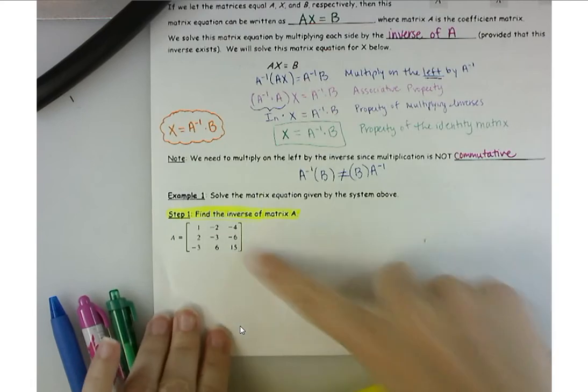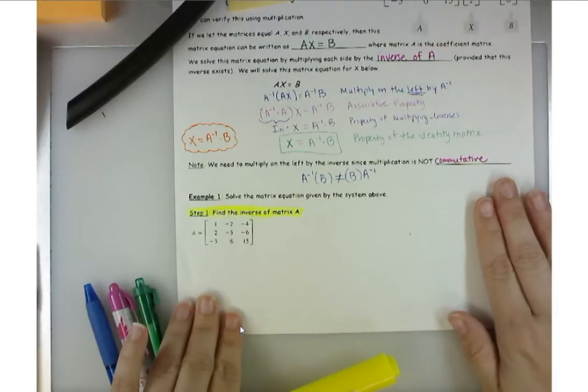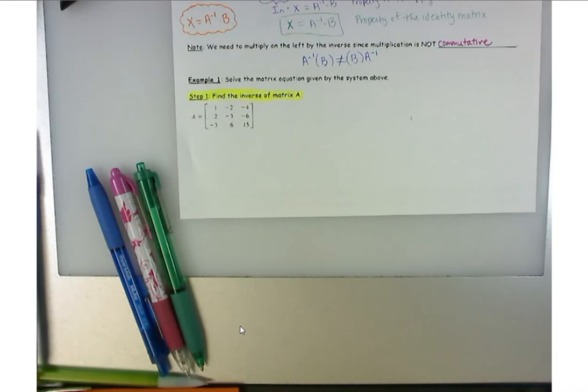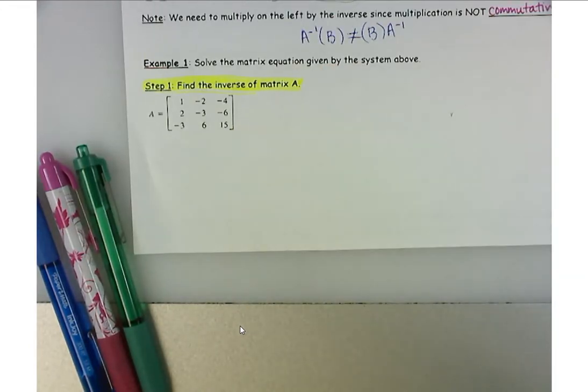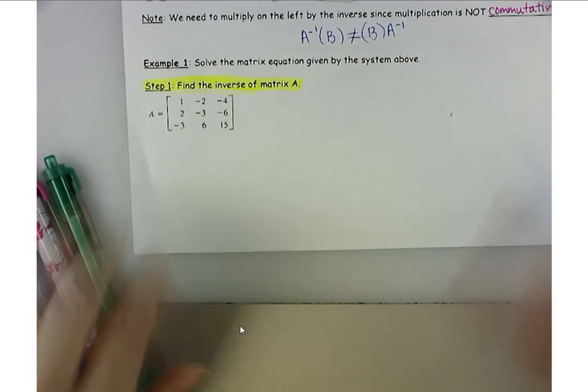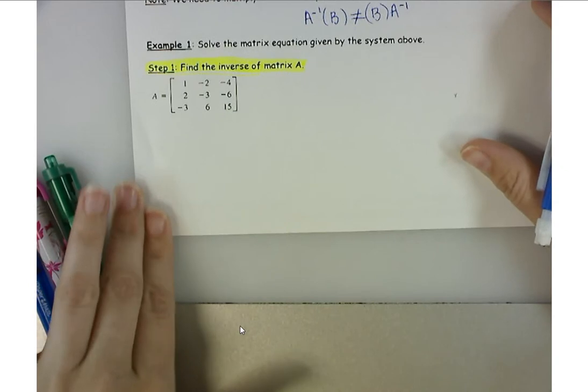So if we have to find the inverse of this, what am I going to set up? You want to make the big matrix with the identity on the right. Yep, exactly. So we want to make this into our big matrix.